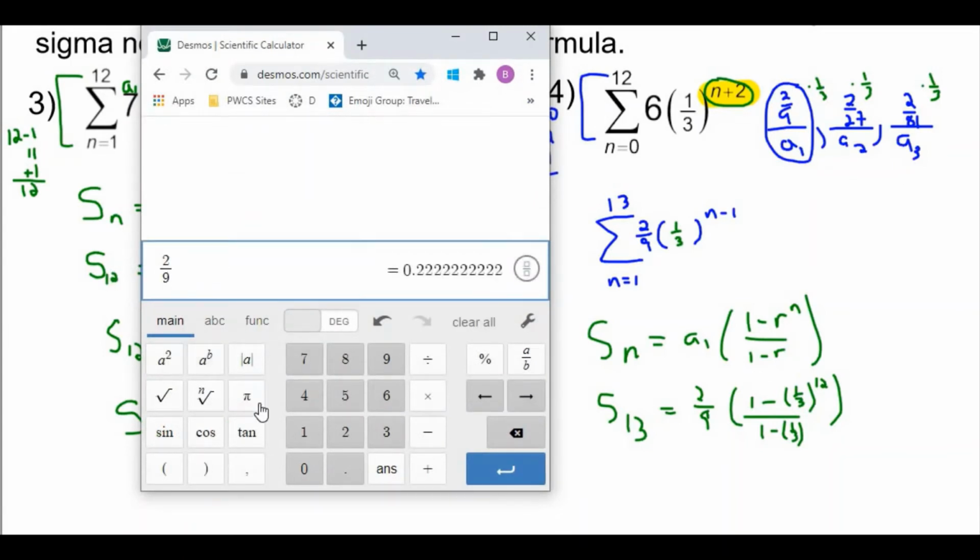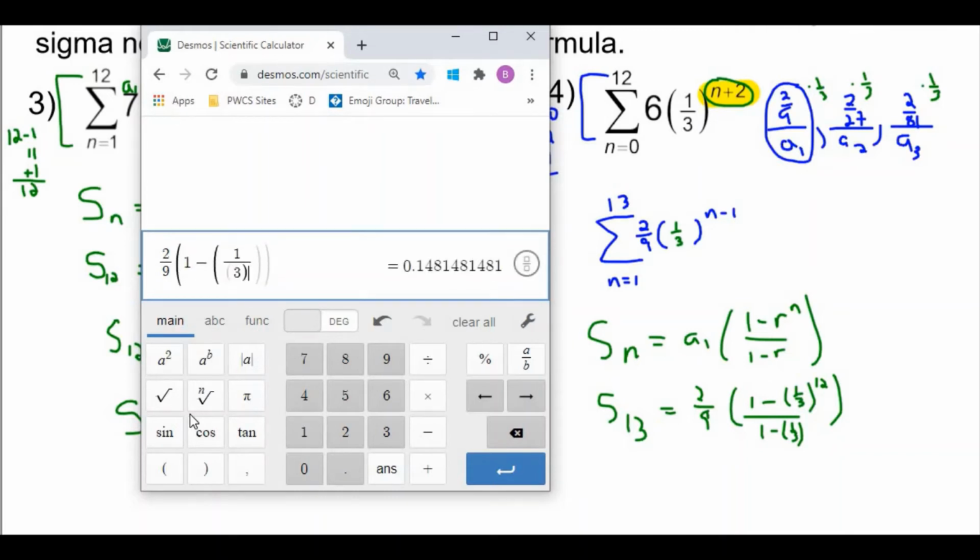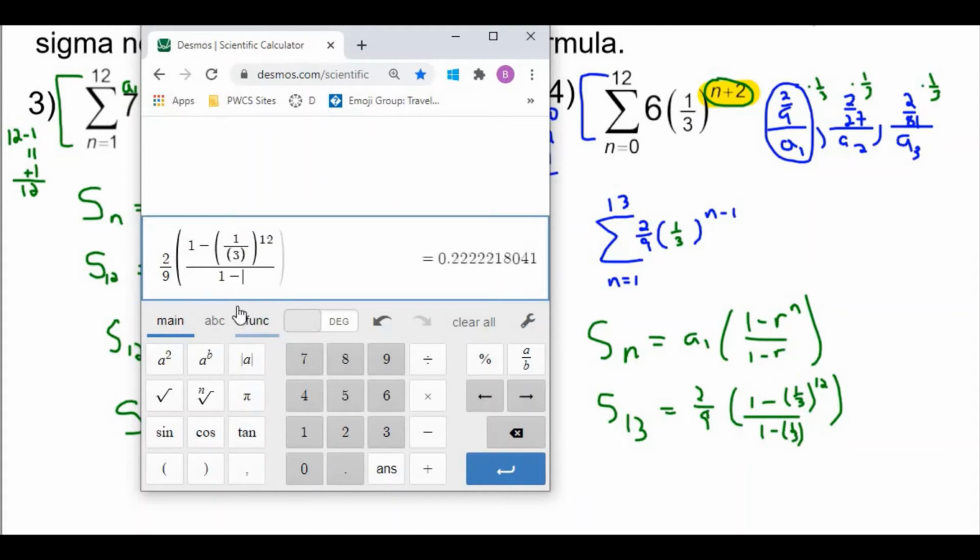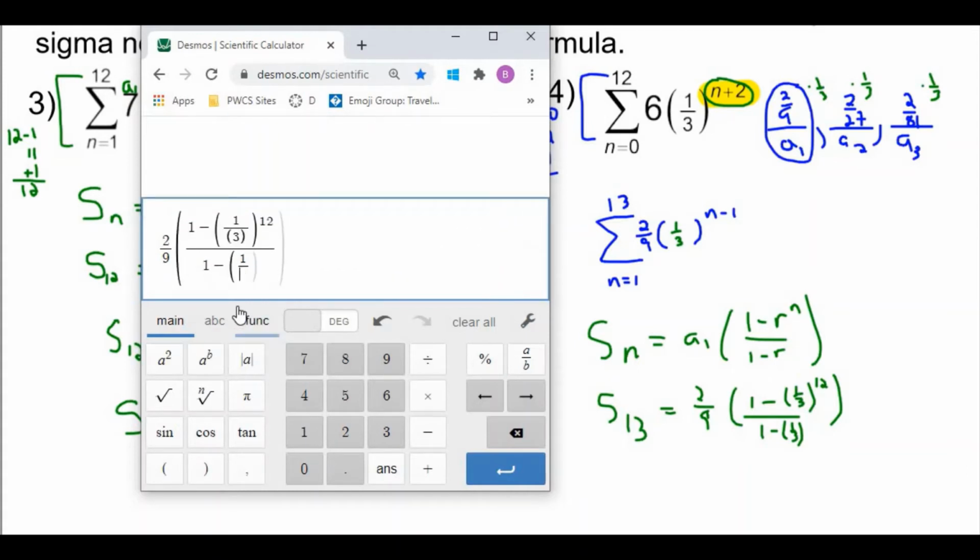Nice thing about something like Desmos, again, is it shows you what it actually is thinking you're meaning, which is very convenient. So 1 minus parentheses 1/3. And then we're going to raise that. Click right in between those parentheses, raise that to the 12th power. And then we're going to highlight the whole thing and then divide that by 1 minus 1/3.